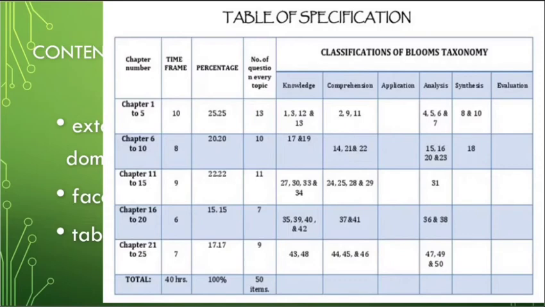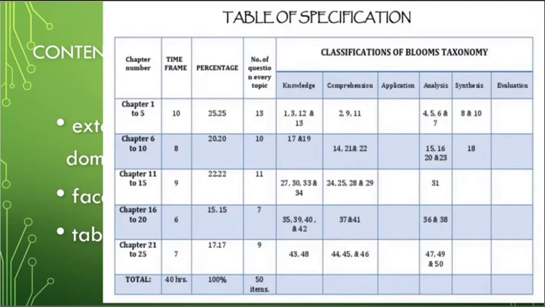Now, if you decided that the summative assessment, for instance, will be 50 items, all you have to do is to multiply the percentage by the total number of items for your examination. Therefore, we get that 25% of 50 items is 13. So it's a decision now that for chapters 1 to 5, you need to have 13 items.